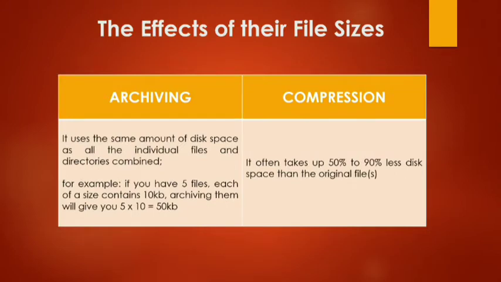The effects on their file size. Archiving uses the same amount of disk space as all the individual files and directories combined. For example, if you have 5 files, each of a size of 10 kilobytes, archiving them will give you 5 times 10, which is equal to 50 kilobytes. While compression often takes up 50% to 90% less disk space than the original files.